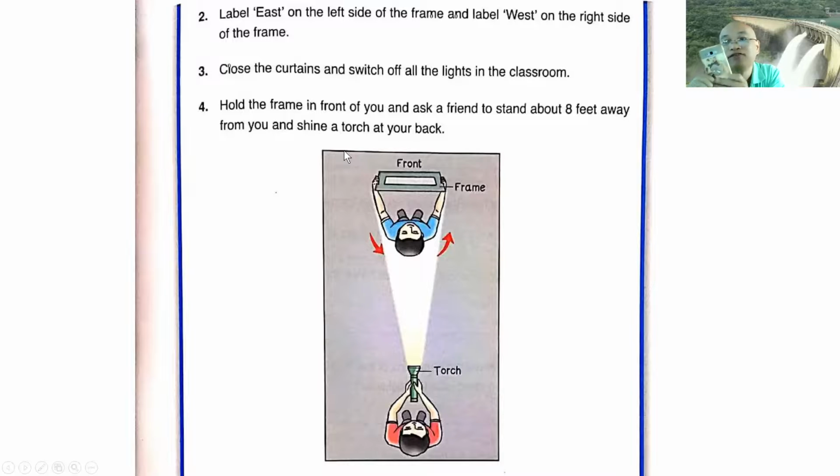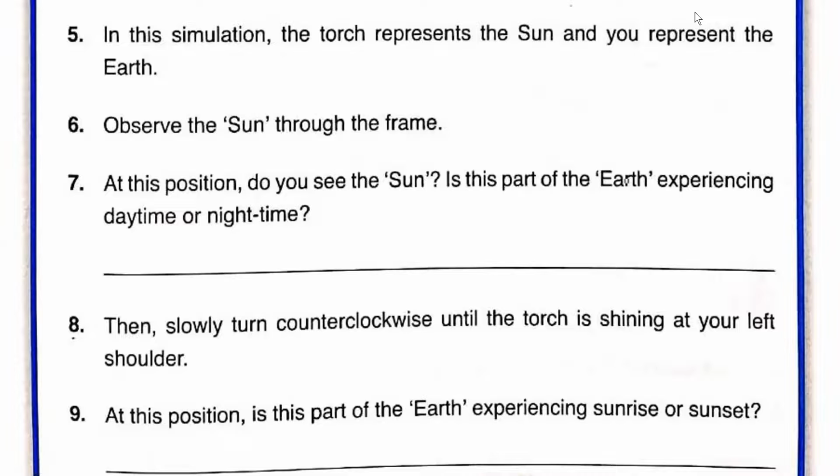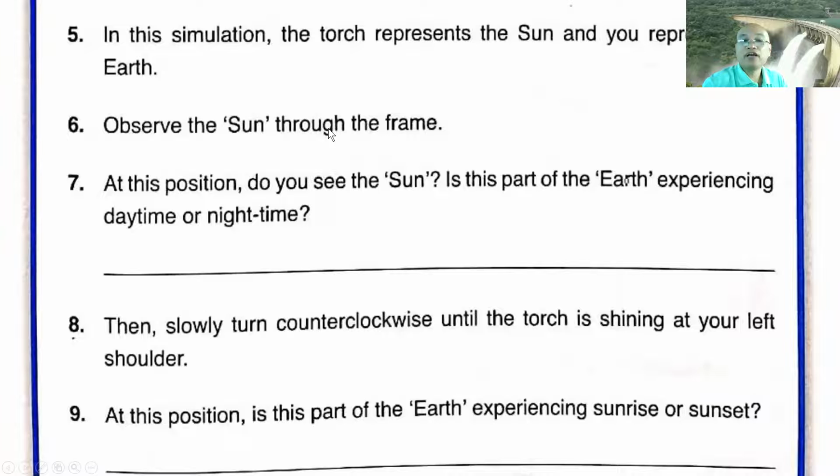You can use a cell phone, all right? An old or new one. And shine a torch at your back. And the torch is, remember, it's the sun. And you are representing the earth. So in the simulation, the torch represents the sun and you represent the earth. And then observe the sun through the frame.